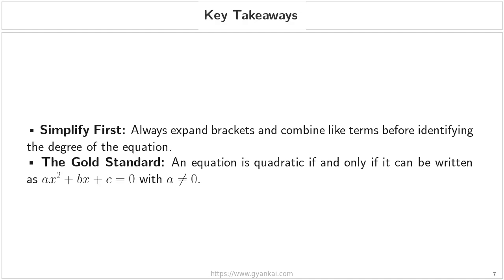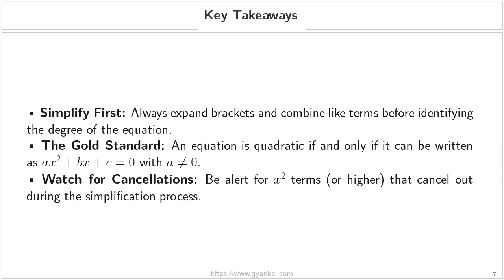Second, keep this gold standard in mind. An equation is quadratic if and only if it can be written in the form a times x squared plus b times x plus c equals 0, provided that the coefficient, a, is not equal to 0. This is your ultimate checklist.